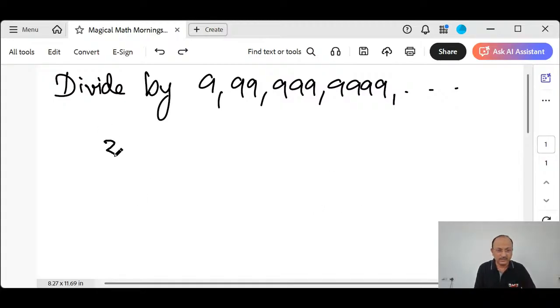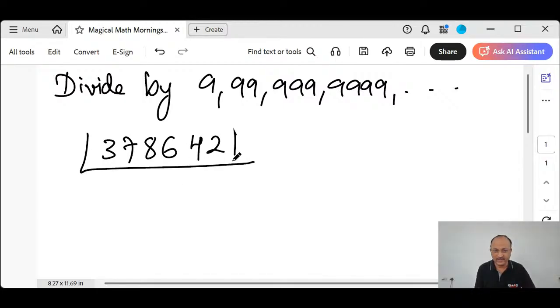Let's take 3786421. Okay, first let's divide this number by 99. 2 I will keep it aside, the remaining I'll make as groups of 2. So whenever we are making a group of 2, for the last one, if there is only one digit, we are going to add 0.